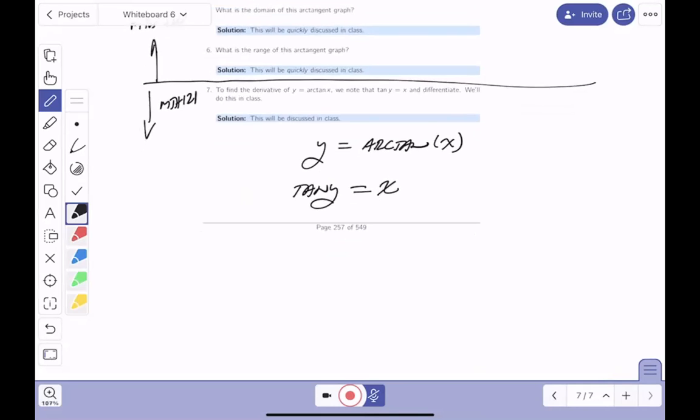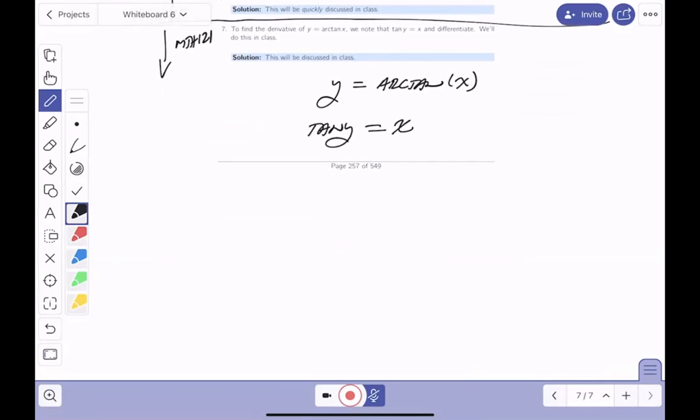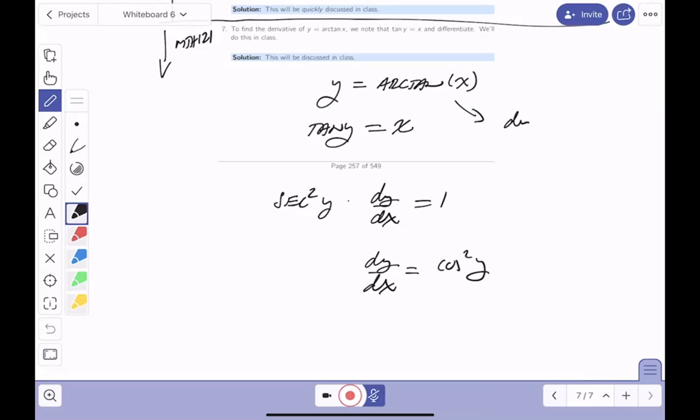They tell me to differentiate this. What's the derivative of tangent? I hope you can remember. It's secant squared y, chain rule, dy dx equals 1. So dy dx would equal 1 over secant squared, which is cosine squared y. So I know its derivative now. The derivative dy dx is actually cosine squared y.